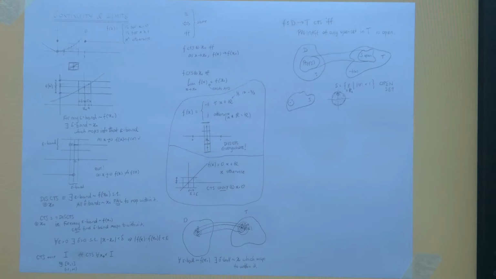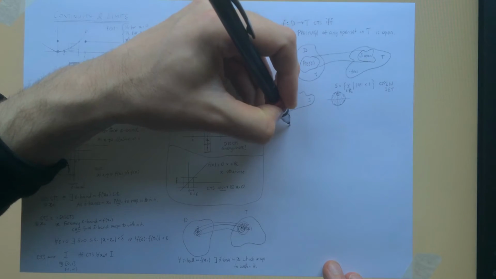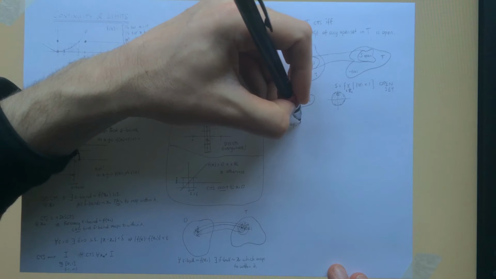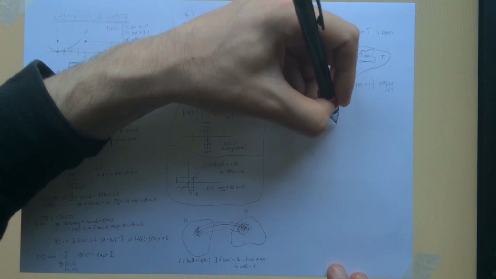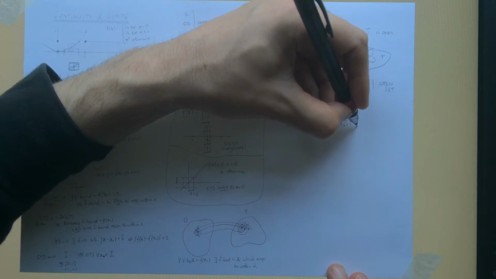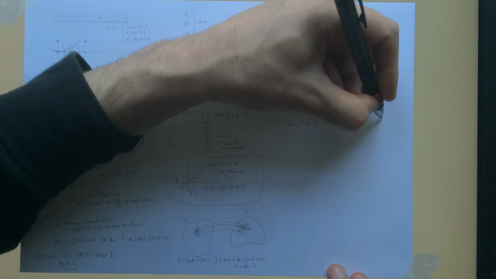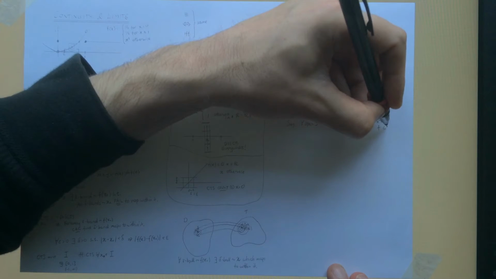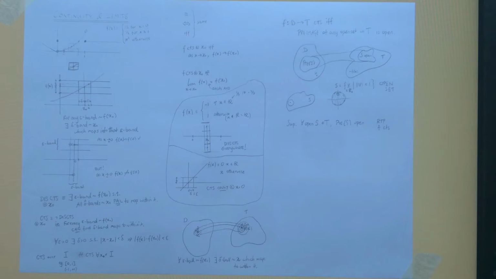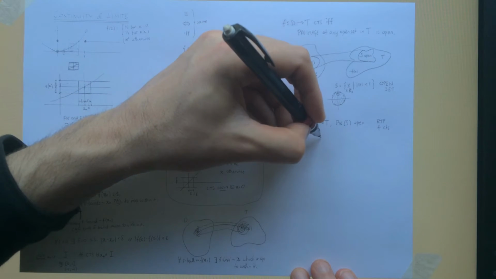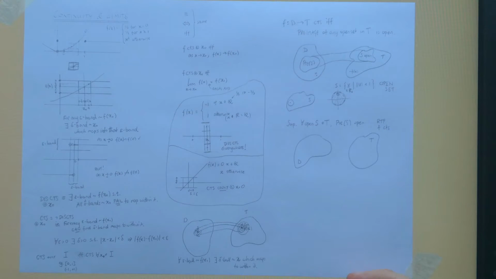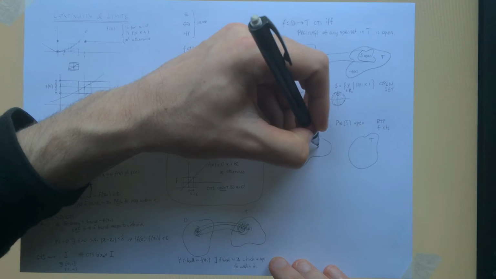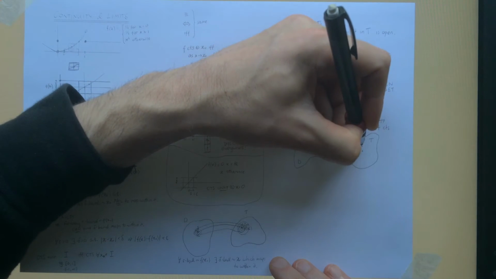Okay, let's start by supposing that for all open S in the target, the pre-image is open, and we are required to prove F is continuous. So we have our domain and our target. And we have a point here mapping to a point here. This is x mapping to f of x.